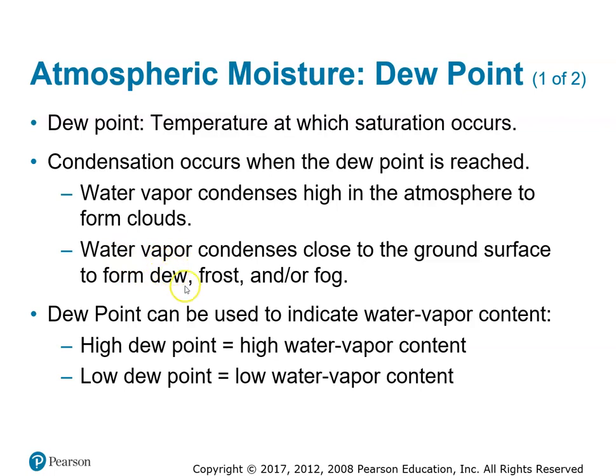Sometimes you'll wake up and the grass will seem wet, and all that is the water vapor condensing on the ground, right? Of course, if it's cold enough, you'll get frost, and as I mentioned, I'm sure you've experienced fog before. So that's the condensation. And remember, it's not raining yet. We'll get to that shortly. All right. So the dew point can be used to indicate the water vapor content. High dew point, you get high water vapor content. Low dew point, you get low water vapor content.